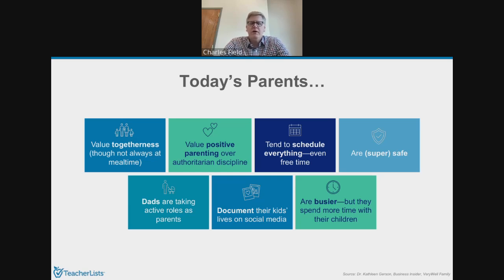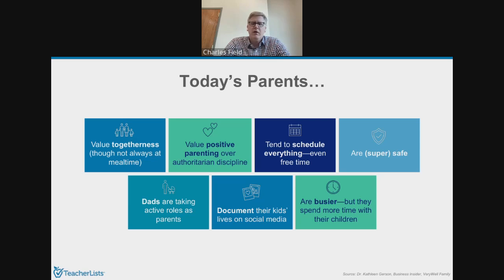They really value the togetherness of their family. And it's not the historical norm at mealtime, but it's whenever they can make it work. We hear in the economy about people taking more trips and having experiences together. That's all part of this drive for togetherness as a family. Parents today value positivity, as opposed to that classic authoritarian discipline.